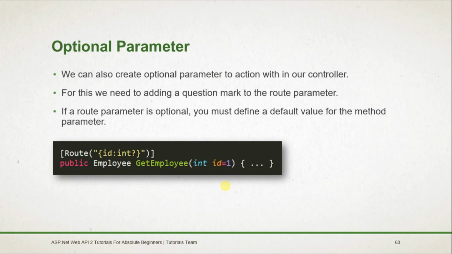We can also create an optional parameter to the action within our controller. For that, we need to add the question mark to the route parameter and do not need to write the question mark on our parameter of the action. If the route parameter is optional, we must specify the default value.